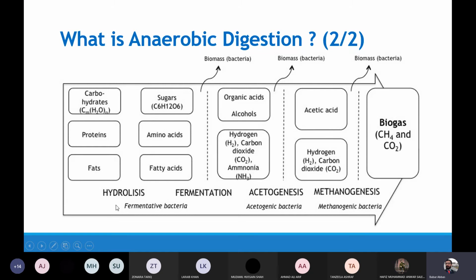These are the 4 stages which have been mentioned over here along with the respective bacteria. Fermentation bacteria are being utilized in hydrolysis and fermentation. Acetogenic bacteria are being utilized in acetogenesis, and the methanogenic bacteria are being used for the methanogenesis stage. The first stage has the complex organic materials, and the other stages have simpler and easier to degrade constituents, which are finally converted into the biogas.